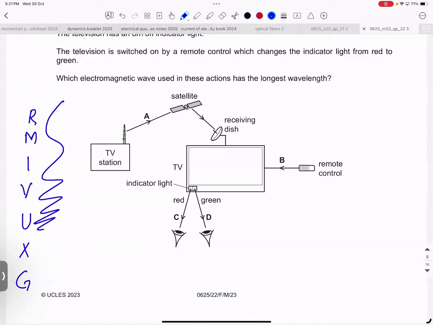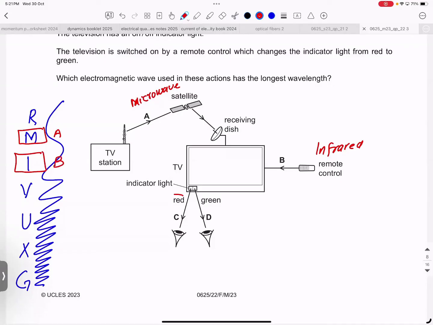Their wavelength decreases as you go down. Okay, let's check. A is a satellite. Satellite uses microwaves. B is the remote controller. Remote uses infrared. C is red color. D is green. Both are visible. Now, which has the longest wavelength? Microwave. Option A.